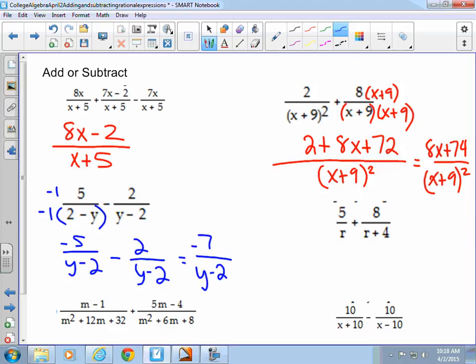Now, another answer that you could have gotten if you had worked this differently, if you'd multiplied the second fraction by -1 instead of the first fraction, you could have gotten +7 over 2 minus y. That would be completely equivalent. Just another way to work it.